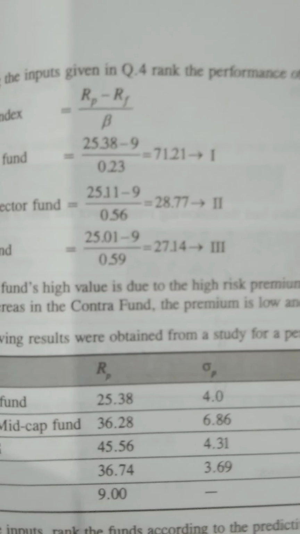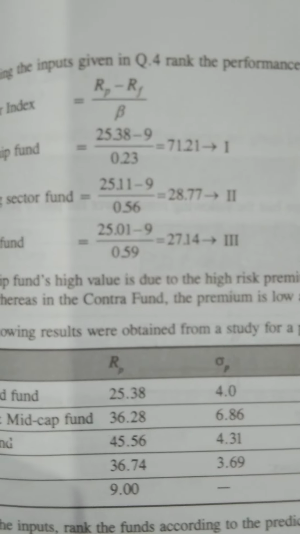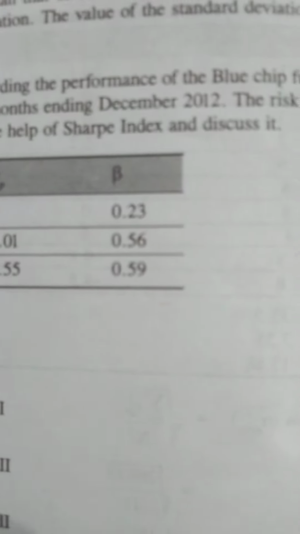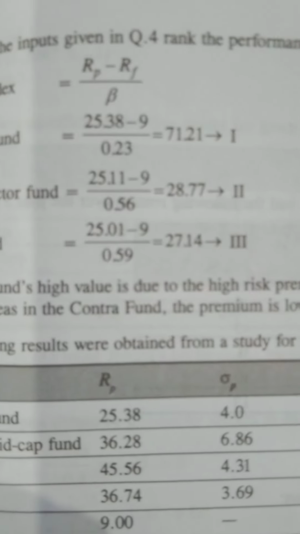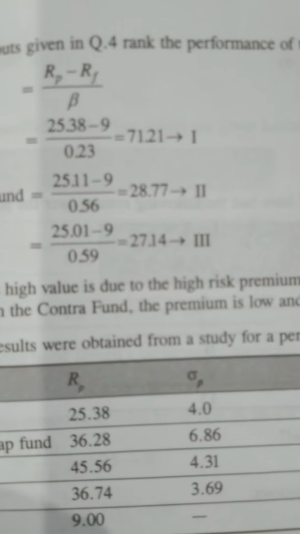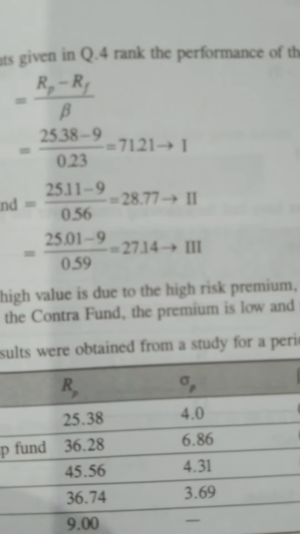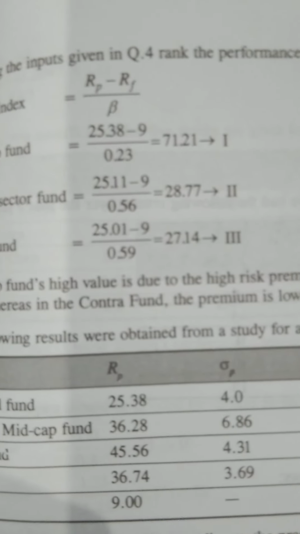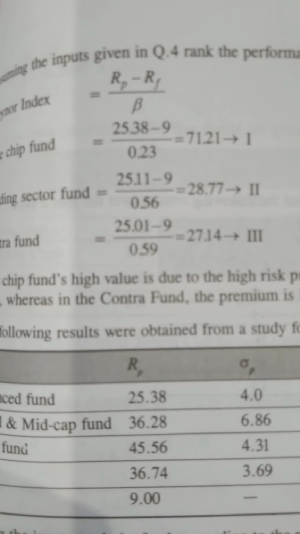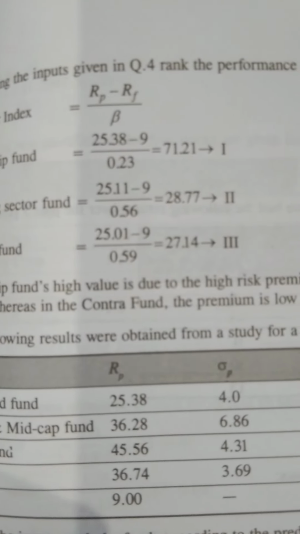Likewise in the case of the Treynor ratio, everything is given: Rp, which I have already discussed, Rf is also given, and the beta values are given as 0.23, 0.56, 0.59. We just put in all those values and we get the ranking. Now look at the ranking they have done, in a correct way. 71.1 is the maximum one, so this is the best fund. The second one is 28.77 and the last one is 27.14.